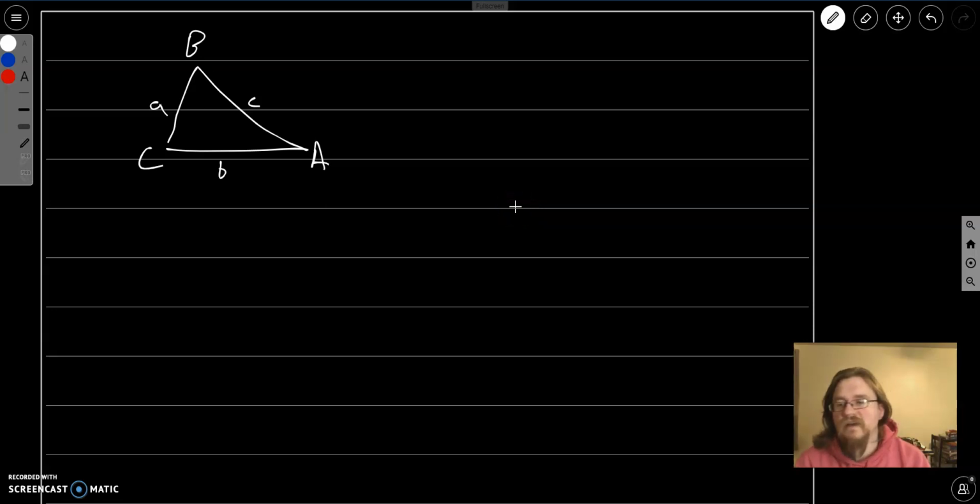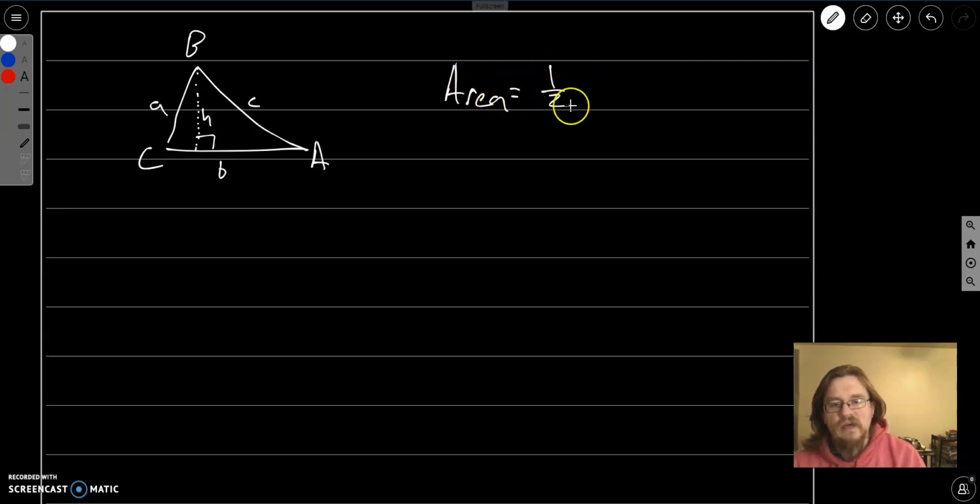Hello and welcome back. Let's do one final video on the area of a triangle. So most of us are probably familiar with the area of a triangle being given as 1/2 the height of the triangle times the base. So the area being 1/2 the height of the triangle times the base.